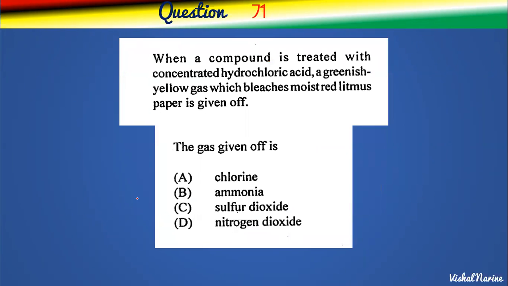Question 71. When a compound is treated with concentrated hydrochloric acid, a greenish yellow gas, which bleaches moist red litmus paper, is given out. So which gas is greenish yellow? And also it is produced from concentrated hydrochloric acid. So that's a giveaway. But yes, it is chlorine gas.